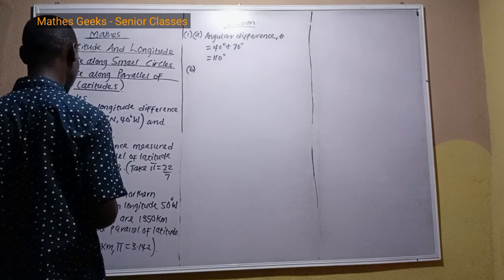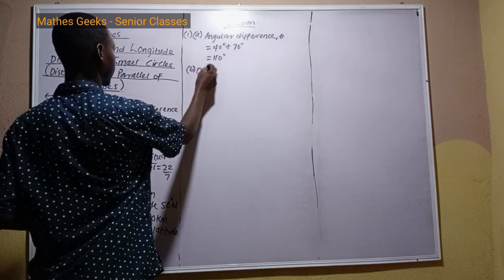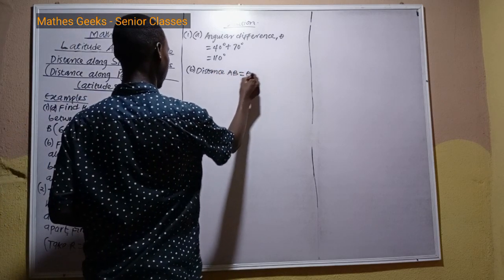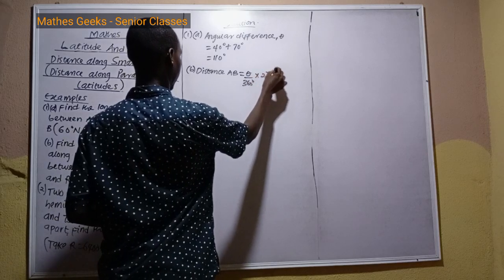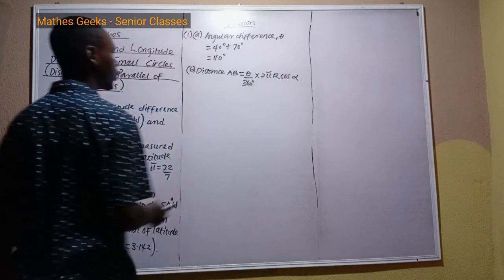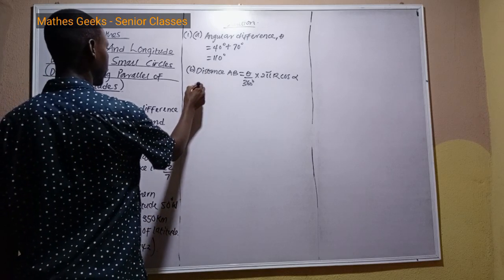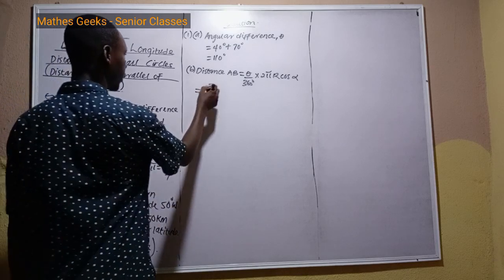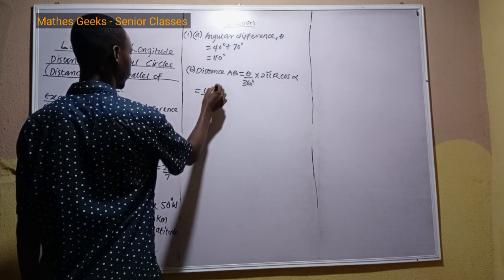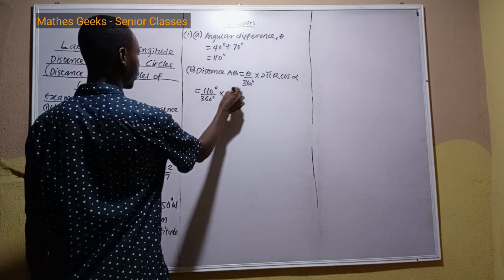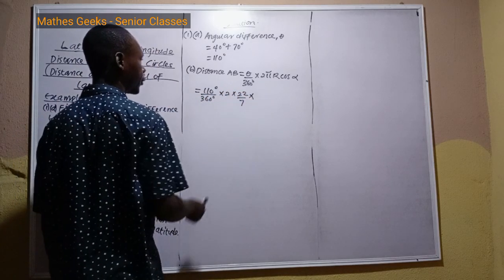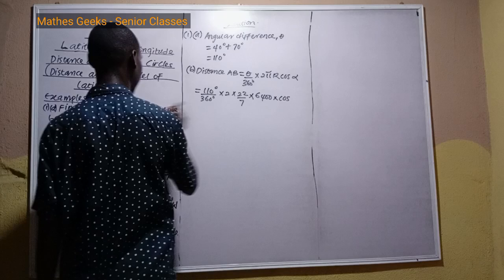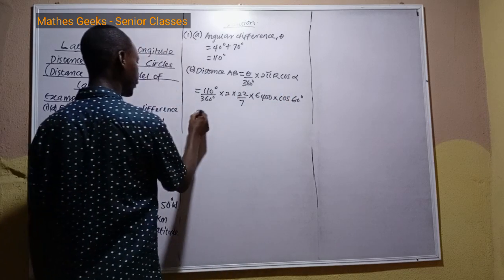Part B says find the distance measured along the parallel of latitude. Distance AB along the parallel of latitude is theta over 360 degrees times 2 pi r cos alpha. So the distance is equal to, with pi as 22/7 and r as 6,400 kilometers, 110 degrees over 360 degrees times 2 times 22/7 times 6,400 times cos of the parallel of latitude, 60 degrees.